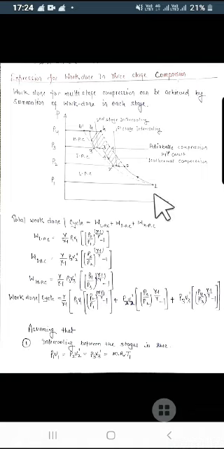So, the total work done for this three-stage compression will be equal to the work done in lower pressure cylinder plus the work done in intermediate pressure cylinder plus the work done in high pressure cylinder. So, here you can see the work done for three-stage compression.